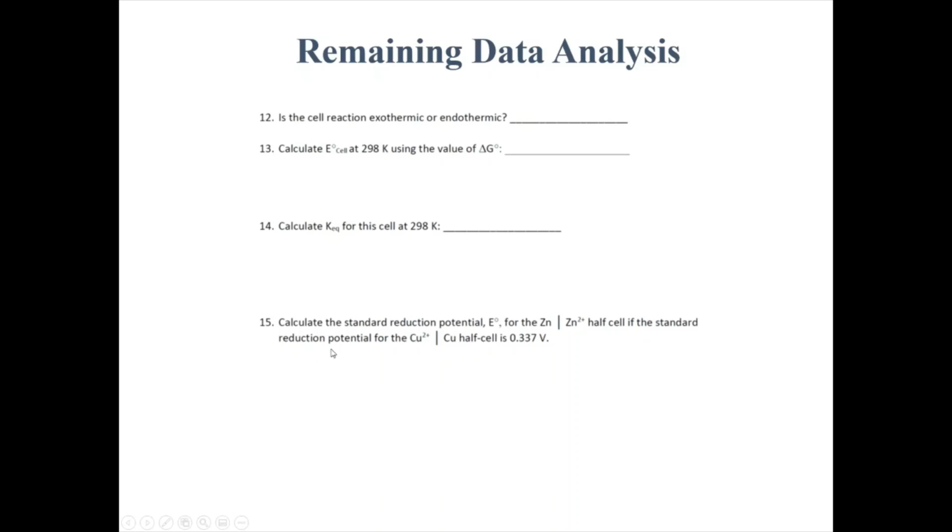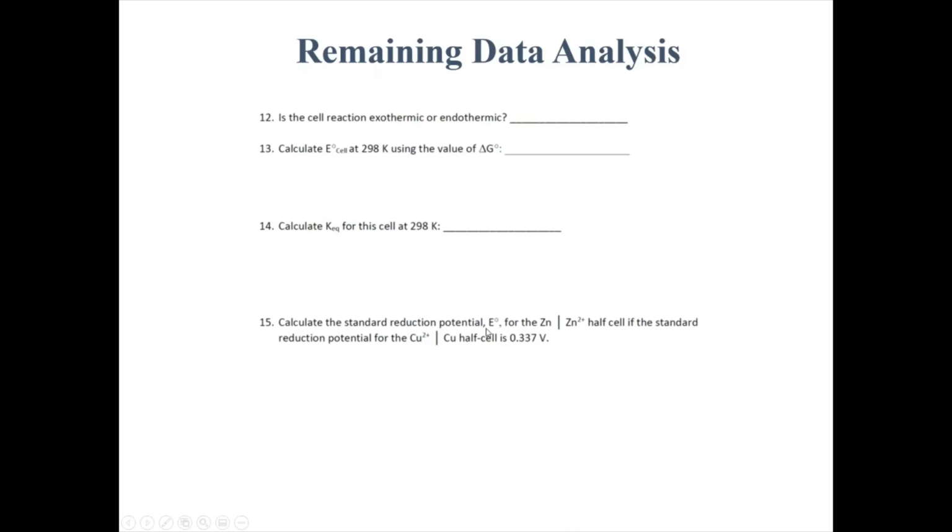And then the last thing you're going to do is calculate the standard reduction potential, E naught, for the zinc 2 plus half cell. So we give you the reduction potential for the copper 2 plus copper half cell, and you've determined the E cell from line 13. So if you know the half cell potential for the cathode and you know the cell potential, you should be able to calculate a value of E naught for the anode using those numbers and a proper equation.